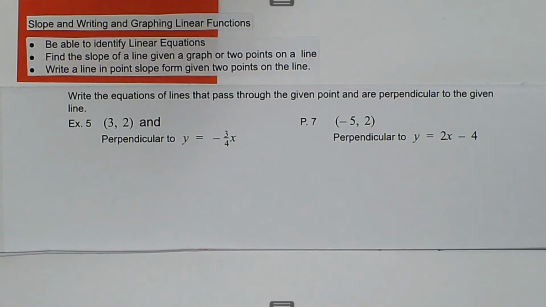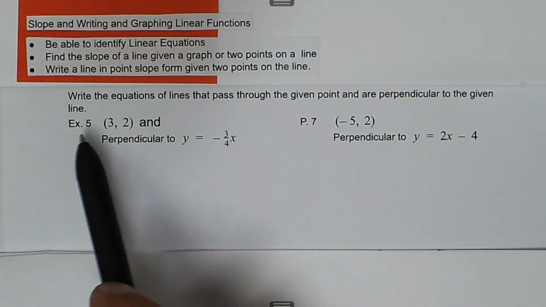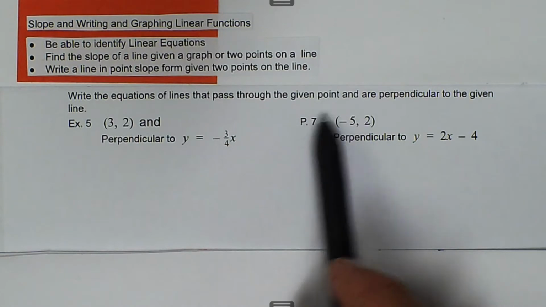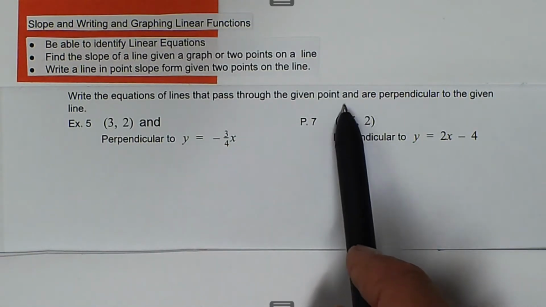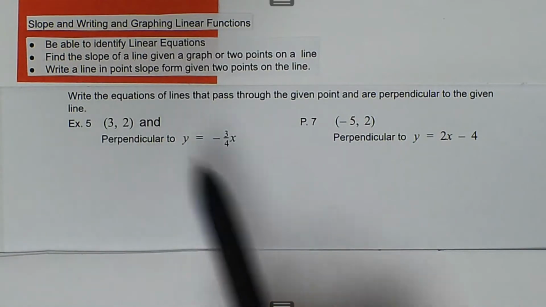We were talking about slope and writing and graphing linear functions. We want to be able to find the slope of a line given a graph or 2 points in a line, and then write a line in point slope form given 2 points on the line. So here we go. Write the equation of a line that passes through the given point, in this case it's (3, 2) and (-5, 2), and is perpendicular to the given line.